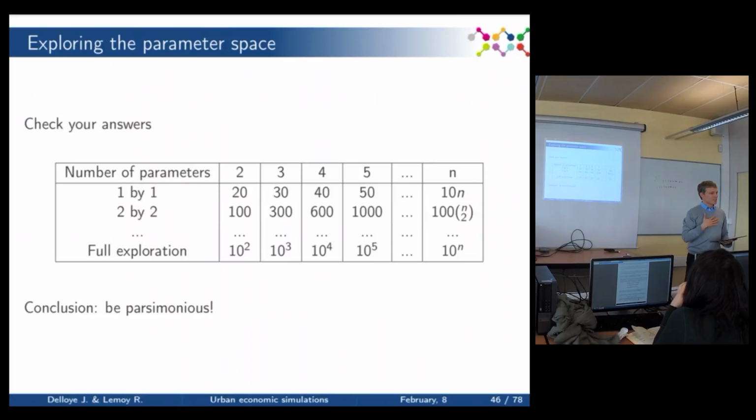And that's why we physicists are scared of this. Okay. And the conclusion, of course, is to be parsimonious, the parsimony principle. You want to avoid being trapped in this frightening complexity and being lost in a parameter space you can't explore. Okay?